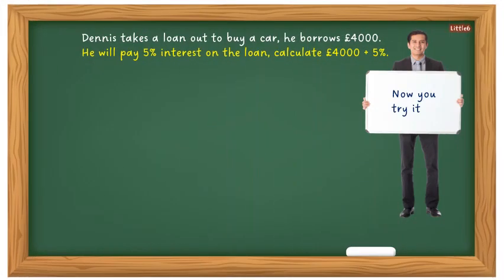Okay, so now you try it. Dennis takes a loan out to buy a car. He borrows £4,000. He will pay 5% interest on the loan. Calculate £4,000 plus 5%. Pause the video, have a go.